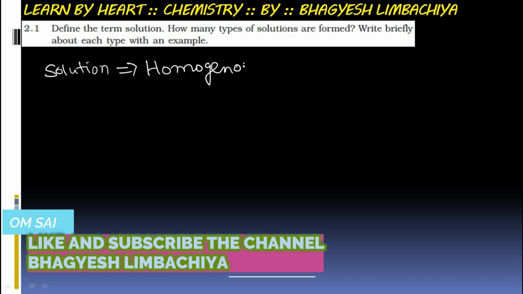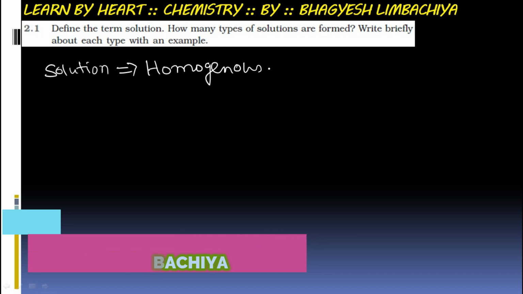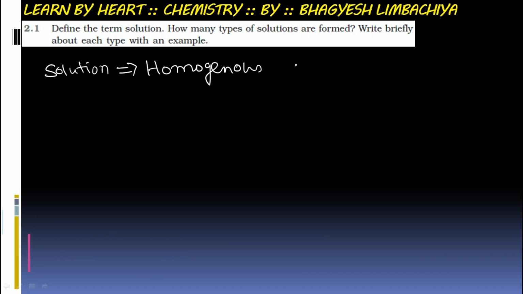We know that generally solutions are of two types, homogeneous and heterogeneous. Here, solution is a homogeneous mixture. So whenever two or more different compounds are mixed together and a homogeneous mixture is formed, then this mixture is known as a solution. Okay, so this is an explanation about the solution.